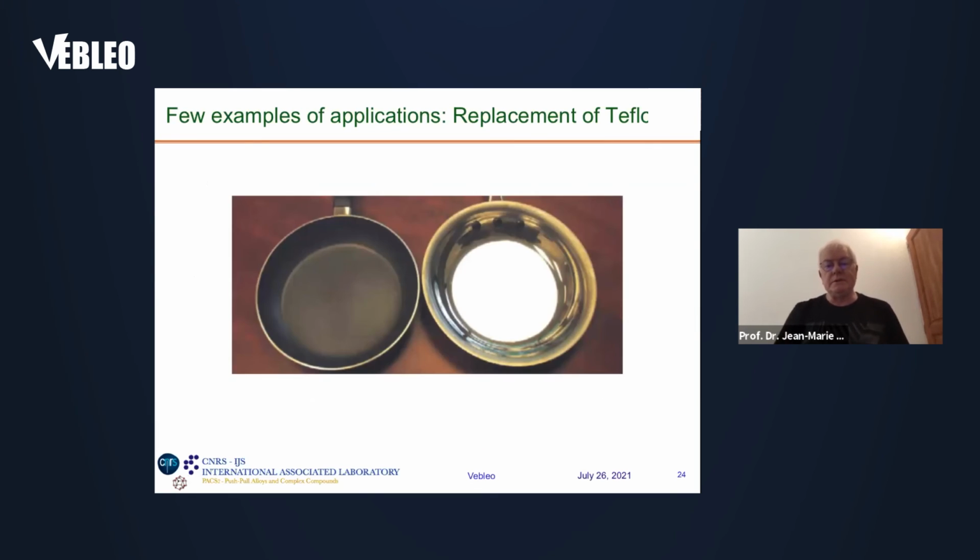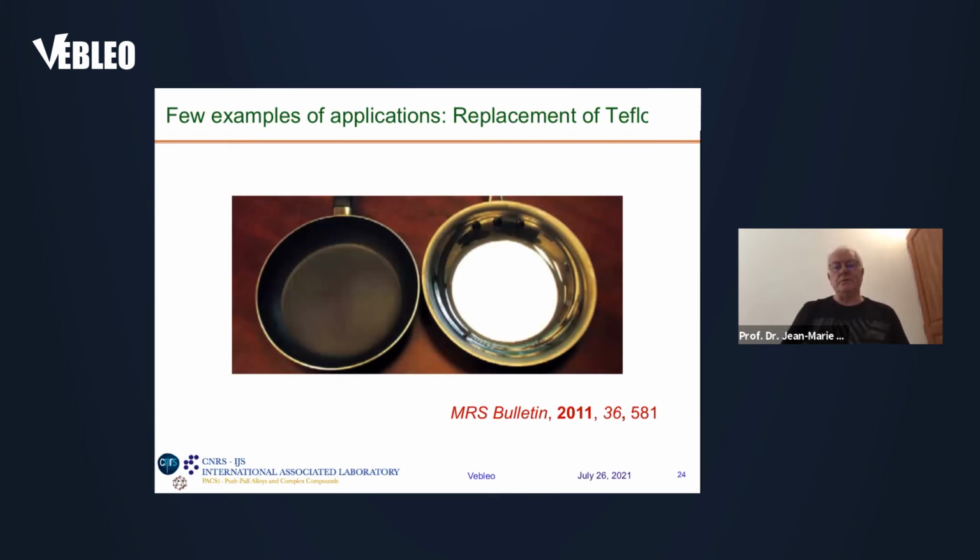So a few examples of applications. One, of course, is an attempt to replace Teflon, which is soft and not thermally very stable, by a layer of quasicrystal, which is a hard material and can be warmed up easily above 400 Celsius. That was one of my trials a long time ago, and there are new attempts going on now in different countries.